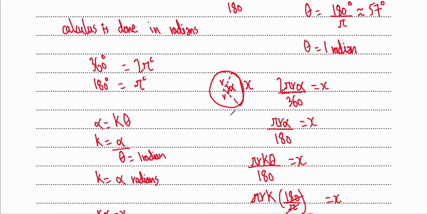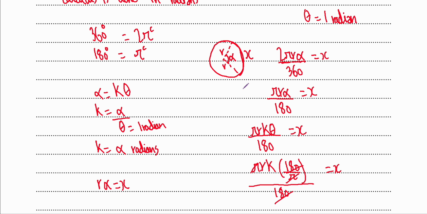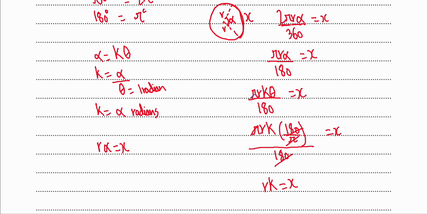And that's our new formula for the perimeter of a sector. So instead of doing 2 pi r times theta over 360, we don't need this anymore. We can just do r times theta, and that's it. That would give you our perimeter. But just remember, theta is now in radians.